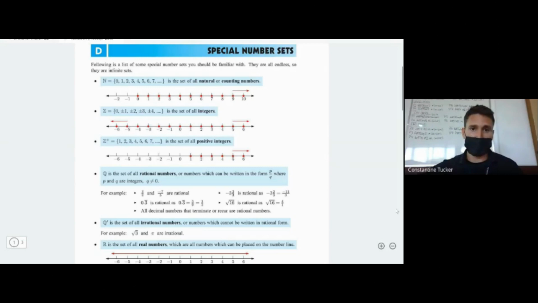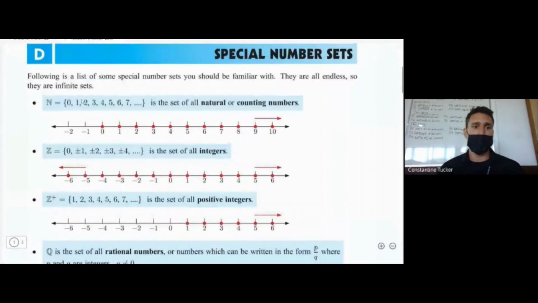All right, guys, we're talking about special number sets today. Let's start with the one we learn first when we are growing up. N, the set of natural numbers.